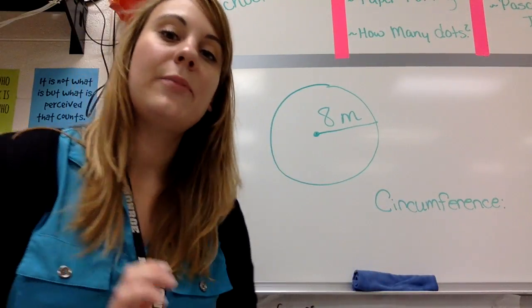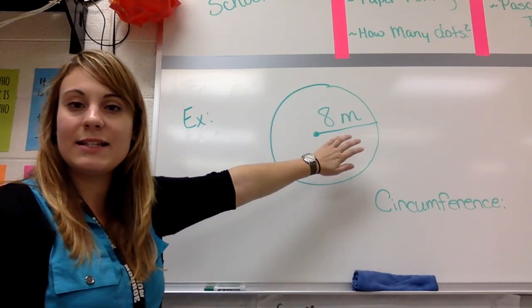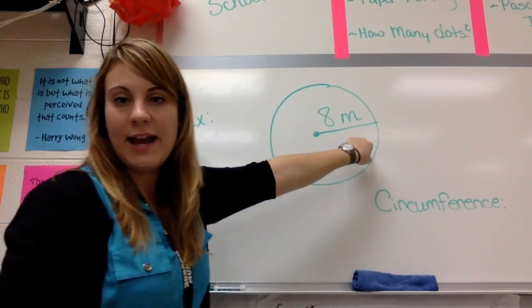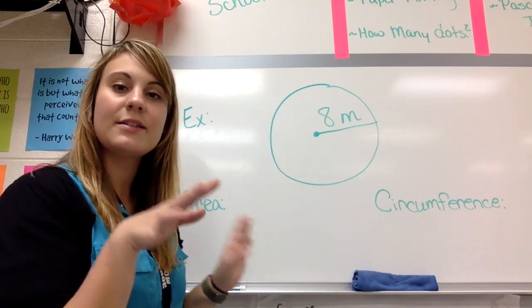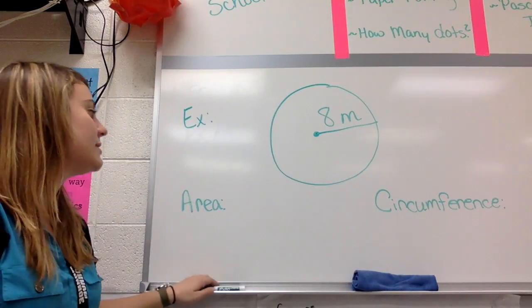So we're going to do an example together. I have this circle up here. It has a radius, center to the outside edge. It has a radius of 8 meters. So we're going to use the circle to find the area and then the circumference.